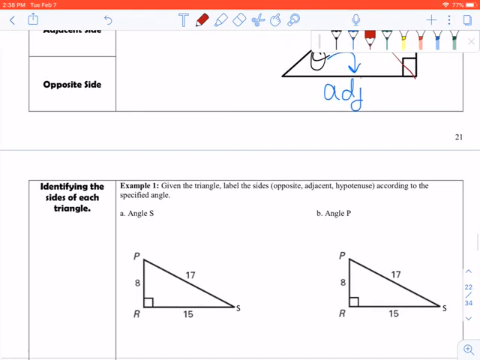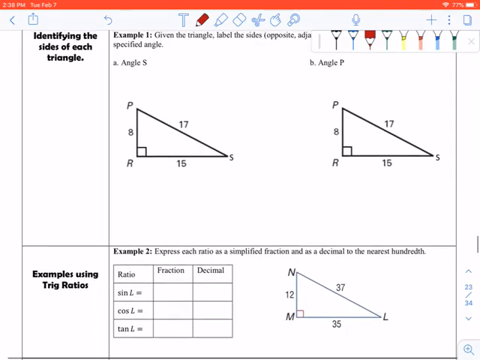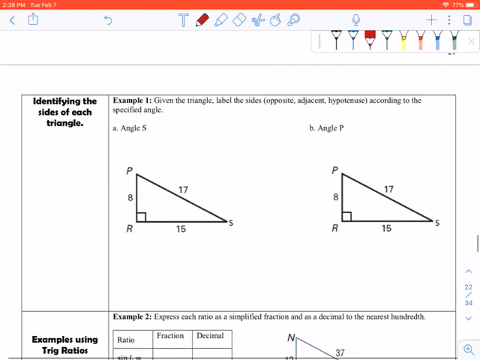Okay, so now we're going to talk about first just setting up the ratio. We're going to label the sides according to that specific angle, and then we'll also talk about how to write the ratio. Okay? So from angle S, here's angle S. I'm going to put a little theta where S is, because that's angle S. I want to label, so my opposite side from angle S is the 8. So that's the opposite side.